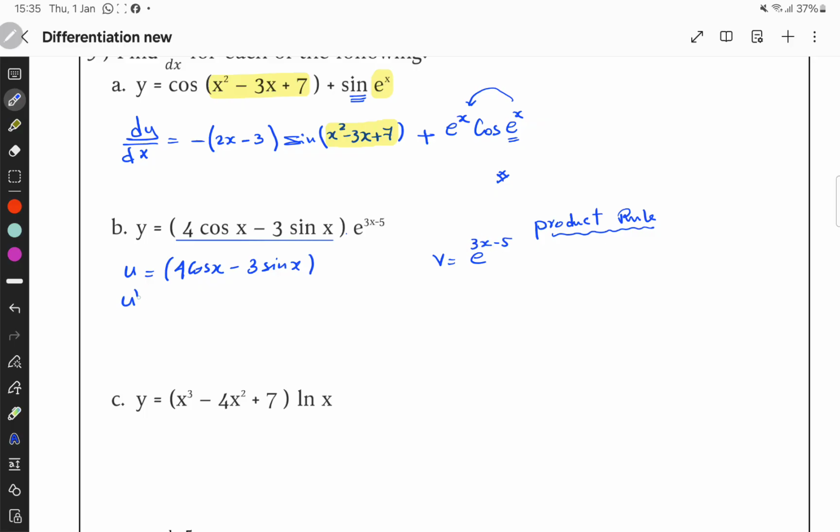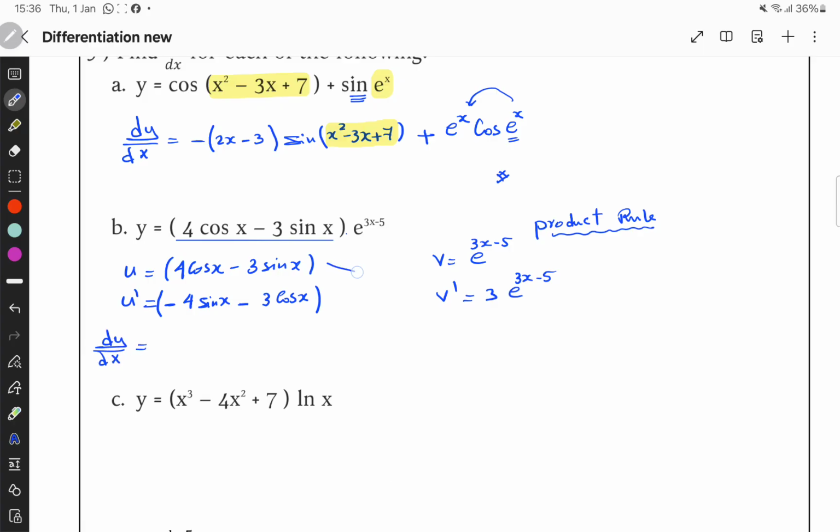u dash, derivative of cosine, it's negative sine x. Derivative of sine is cosine x, 3 still. And with more than one term, keep it inside bracket. The differentiation of v here will be copy-paste. Derivative of the power will be 3. Now apply the formula, dy with respect to dx.